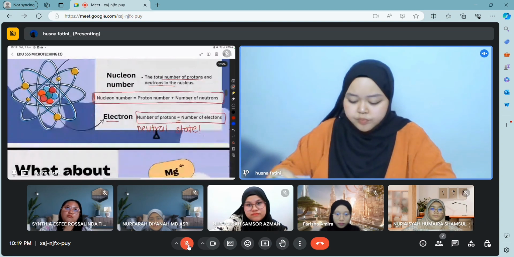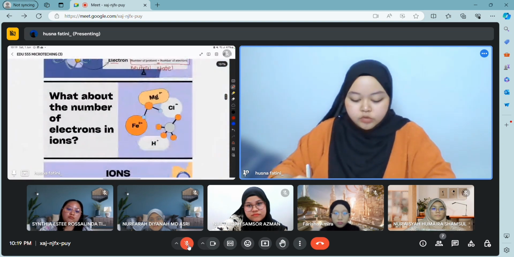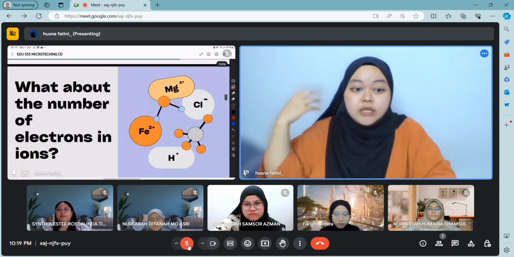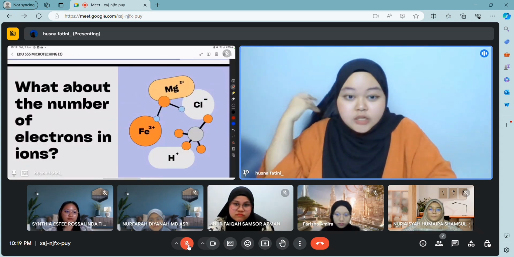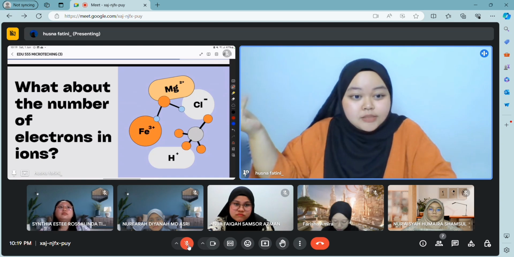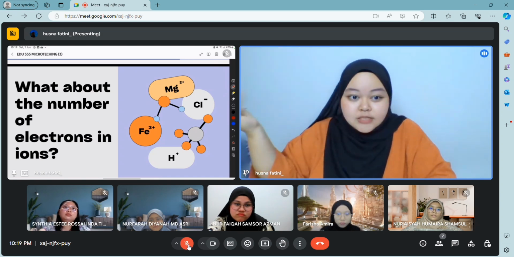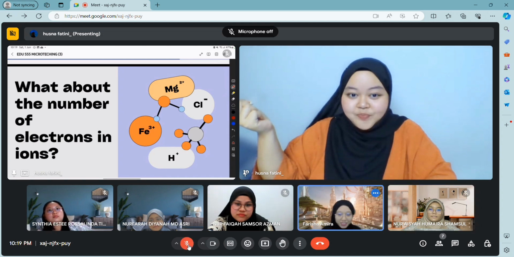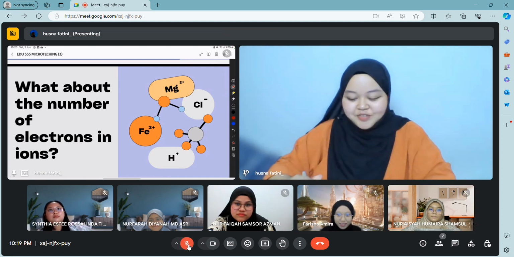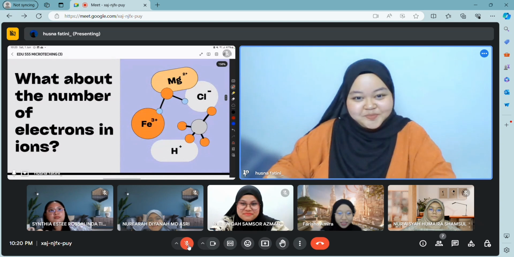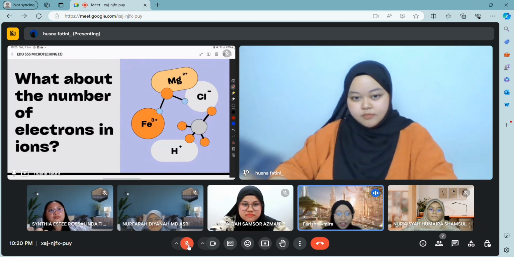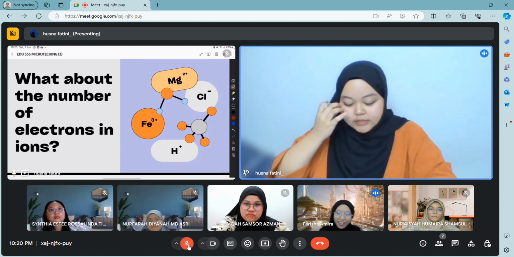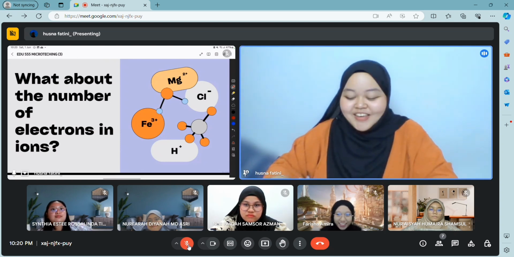Okay, so what happens to the number of electrons if it is an ion, or it's not in a neutral state? Do you guys have any idea about this? Is there any difference? Yes, different. Why, Farisha? Why do you think it's different? Because in ions, the number of electrons will be less or more than the atom. Yes, it's true. The concept is true.